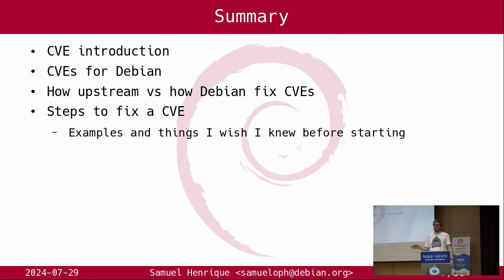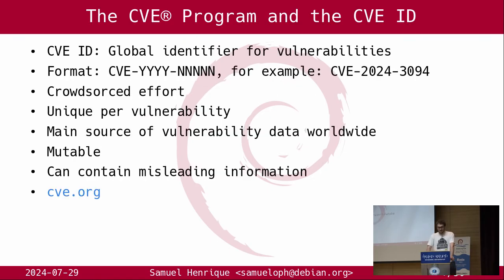So the way I decided to tackle this is that first I'm going to give you a brief introduction about the CVE ecosystem. Then we're going to talk about what the CVEs represent for Debian, because it has a special meaning for us. And we're going to compare how people address CVEs, how people fix CVEs. There's a big difference between how upstream developers fix CVEs and how Debian fixes CVEs. And the last part of the talk, that's going to be the longest one. I'm going to go over each step in detail, each step you need to fix a CVE, and that's where we're going to start seeing some interesting examples.